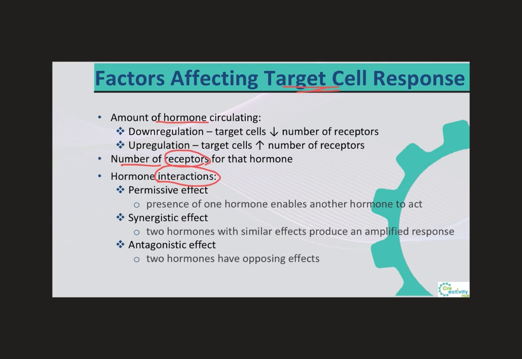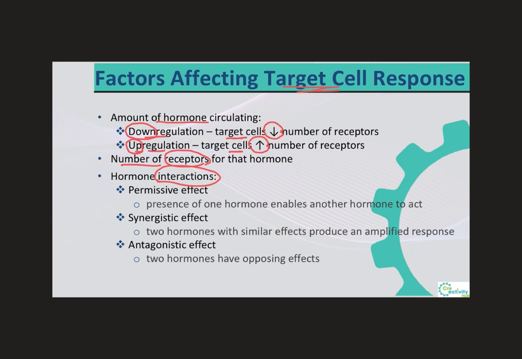The target cells will also be able to regulate the amount of hormones that are going to bind to them. And this regulation is done by these 2 processes that are termed downregulation or upregulation. So if you have a lot of hormones circulating, the target cells can decrease the amount of receptors, and therefore by decreasing the amount of receptors, the hormones will not be able to bind. So this is called downregulation. On the other hand, if you want to have more of that hormone binding to the target cells, then the target cells can increase the number of receptors, and this is called upregulation. So you're going to have more hormones binding to the target cells and causing their changes on these target cells.